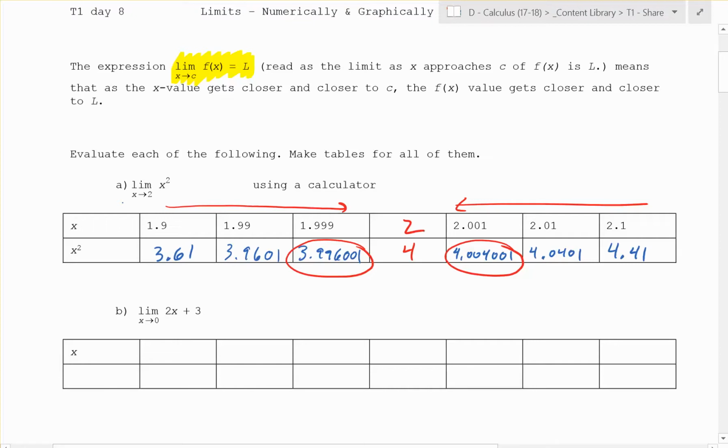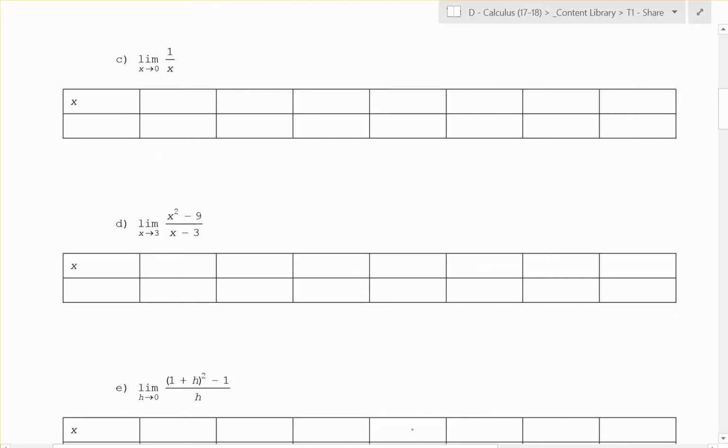Now here's the thing. You might look at this and say, well, can't you just plug in 2? Well, in this case you can, but you can't always plug in the c value. Instead, you have to make trails like this on tables. So you can either do it directly or by setting the function equal to y1. So you can't always plug in the c value.